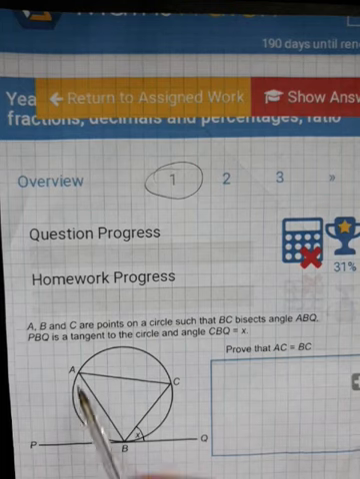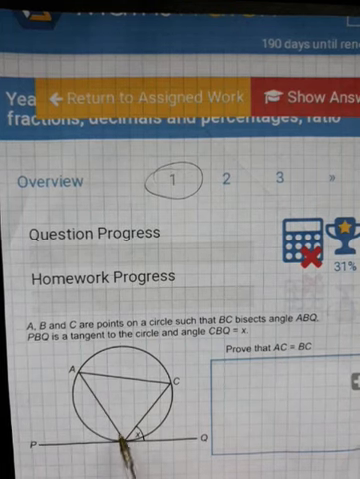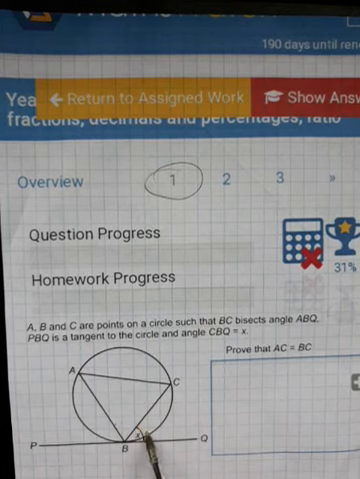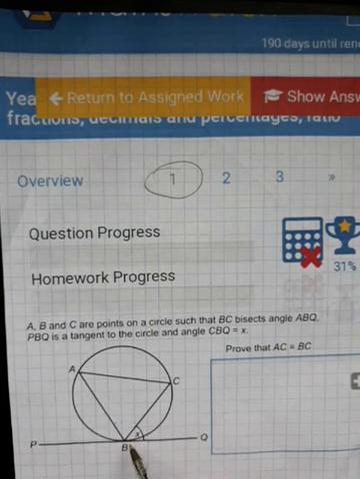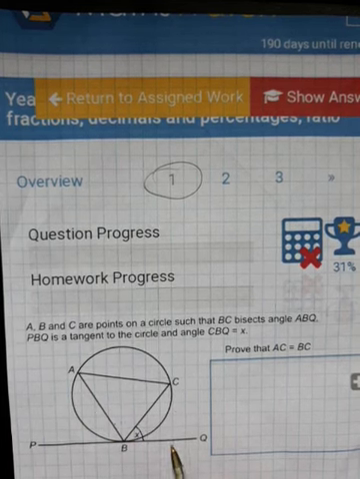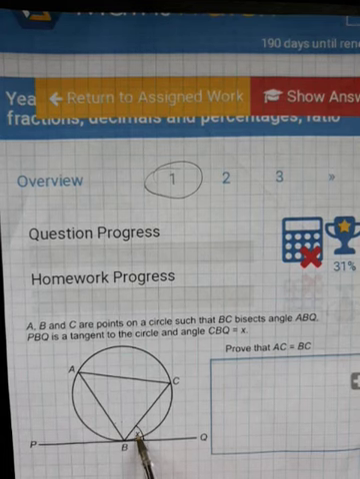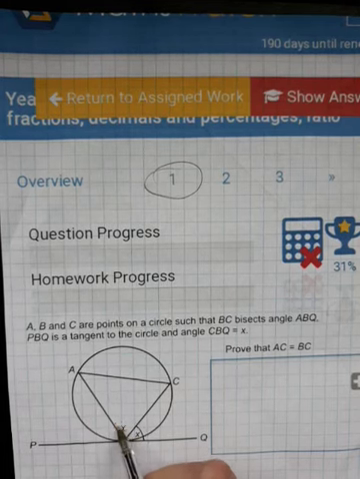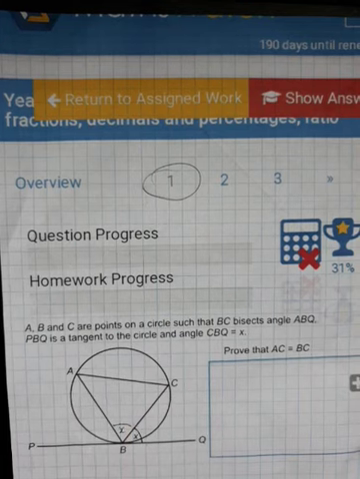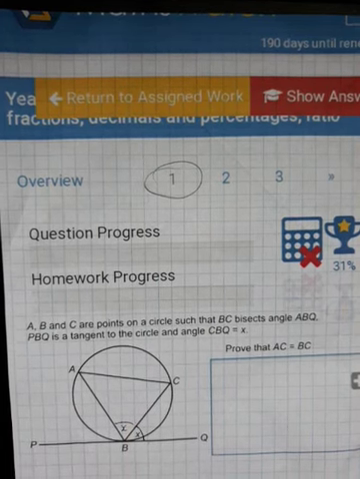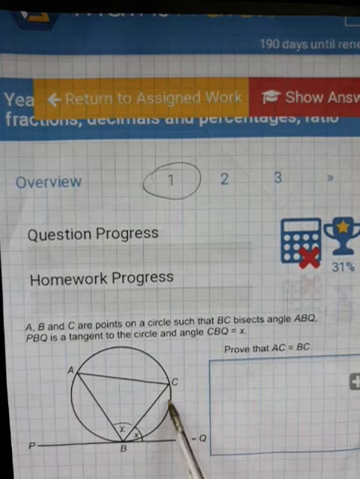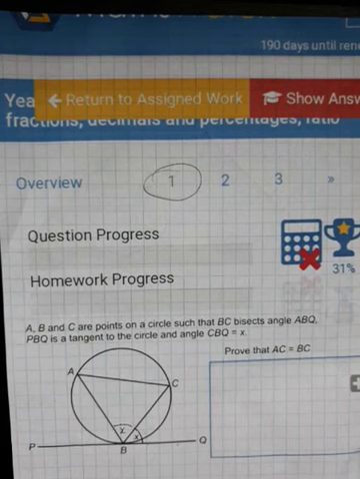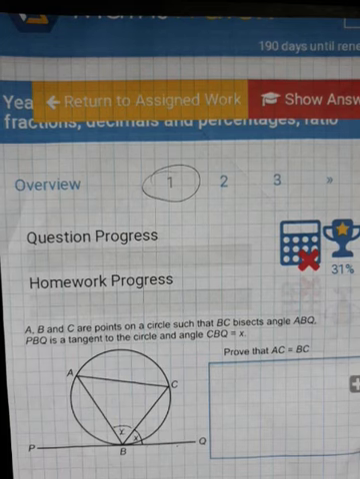Where's ABQ? ABQ is the whole of that angle, and BC bisects that, in other words, cuts it in half. So what does that mean? Well, already we've seen that that's x. That must mean that this is x as well, if you think about it. I'll fill that in as I'm going along. PBQ is a tangent to the circle, and CBQ equals x. Okay, so what have we got to prove?